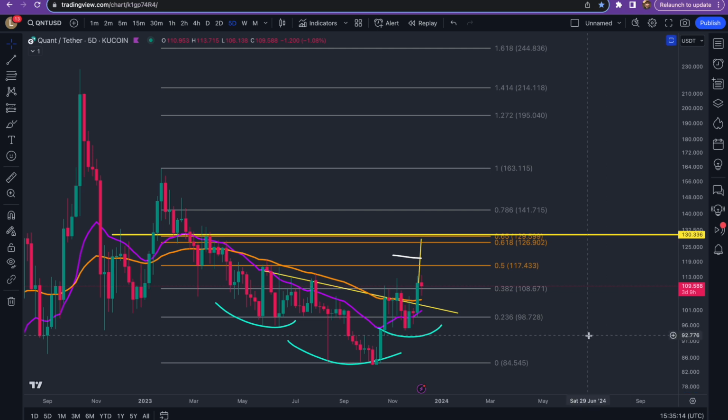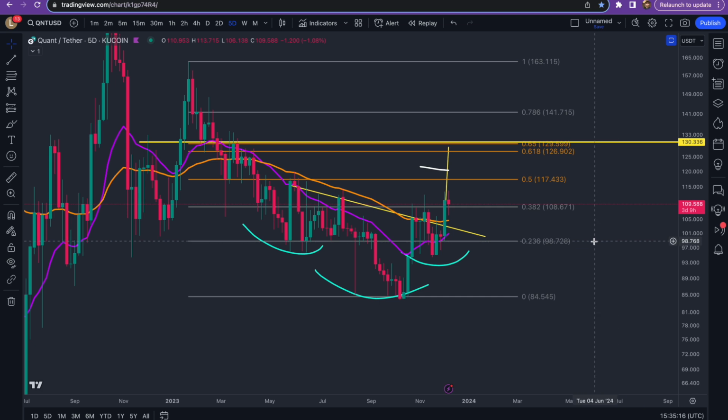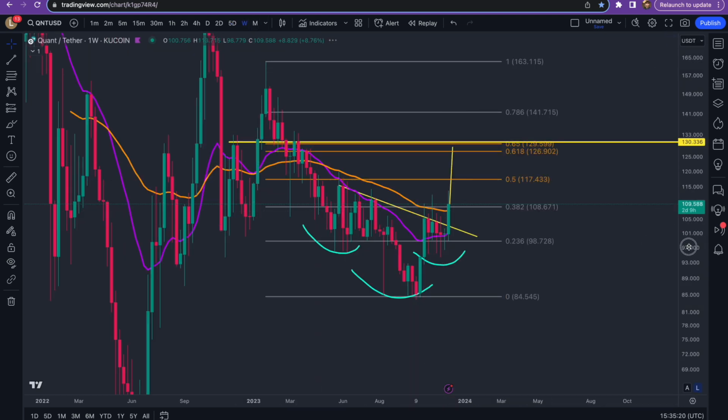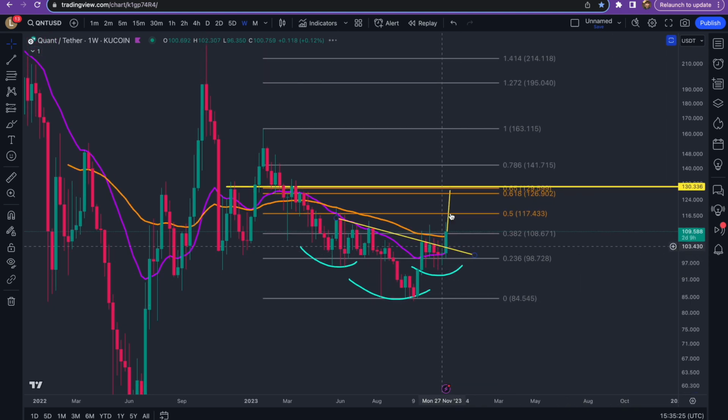Welcome back everyone to another quant update. Hopefully you guys tuned into yesterday's video. We were calling out this huge weekly inverse head and shoulders, a massive bullish reversal chart pattern that's meant to take us back into a key level of resistance, which, once we break, is going to change absolutely everything. So it's vital to see this $130 area being broken.